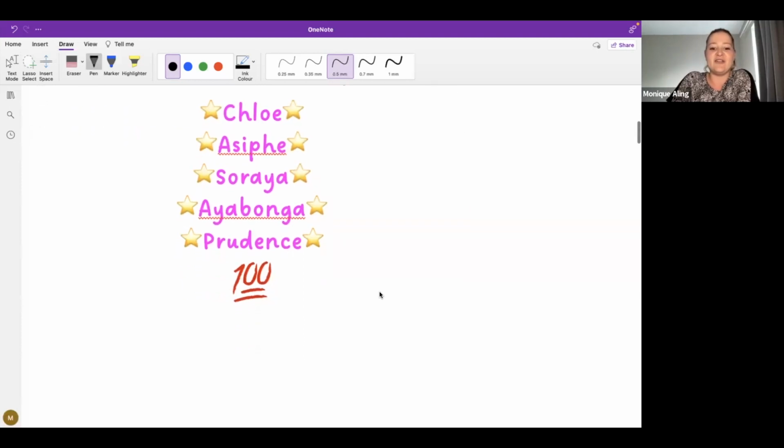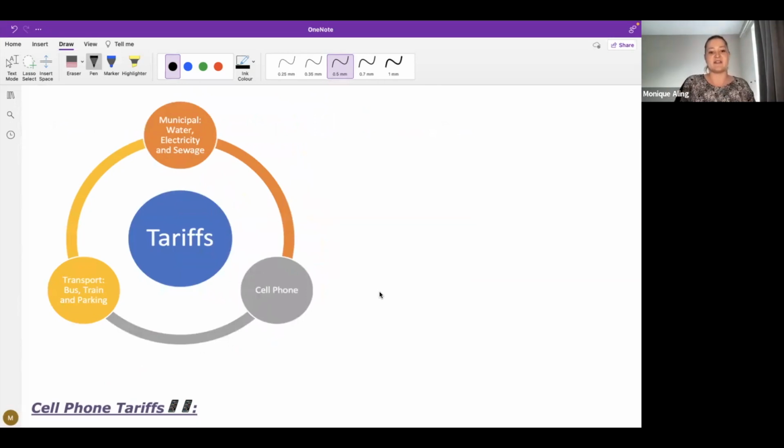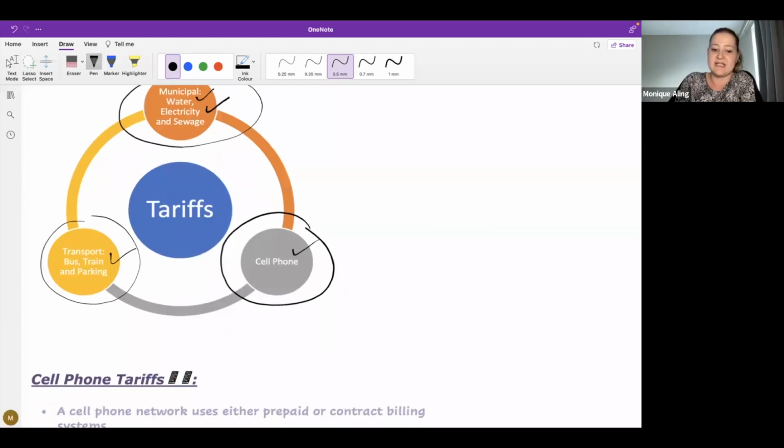Okay, so moving on to our topic for the day, it is tariffs. Like I mentioned, we have done water and electricity tariffs. We're going to be looking at some cell phone tariffs today and then a little bit of transport tariffs. That'll be the main focus for today. Again, if you did miss our previous lessons, you can check it on the website.